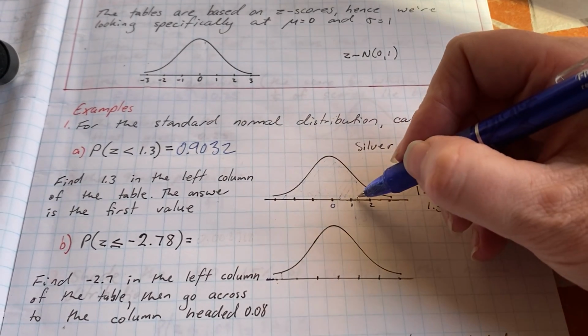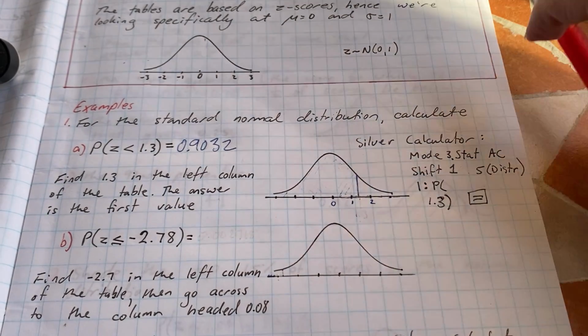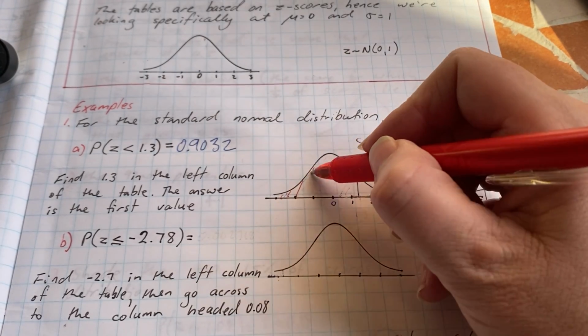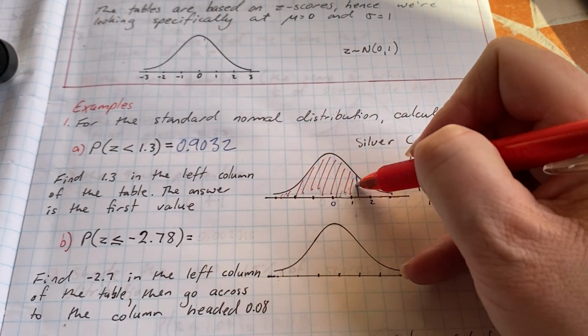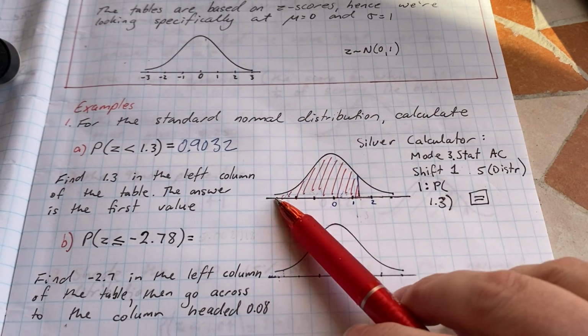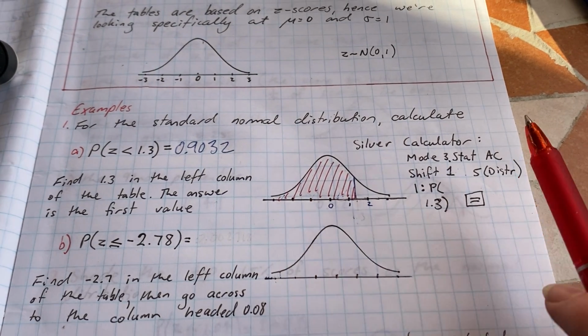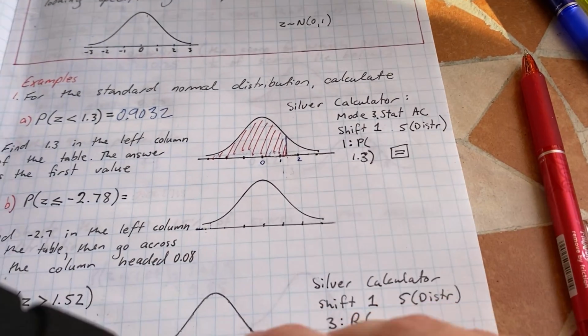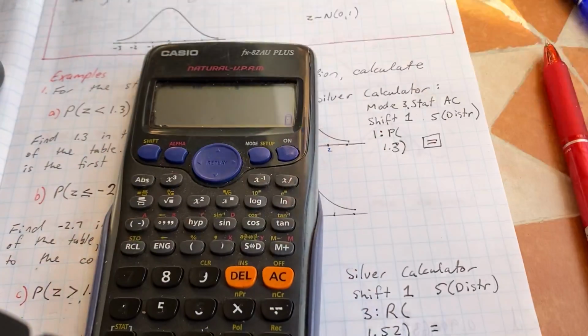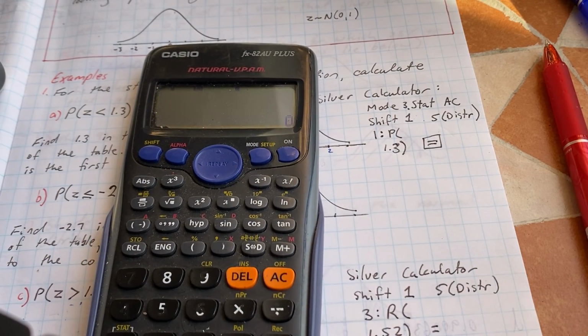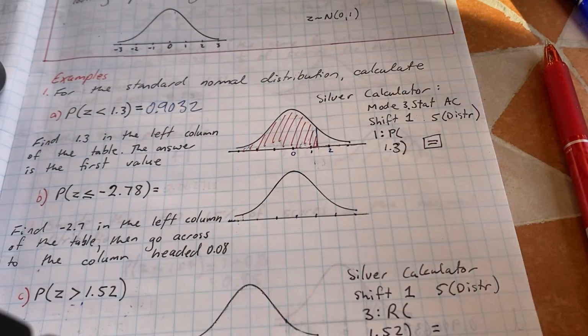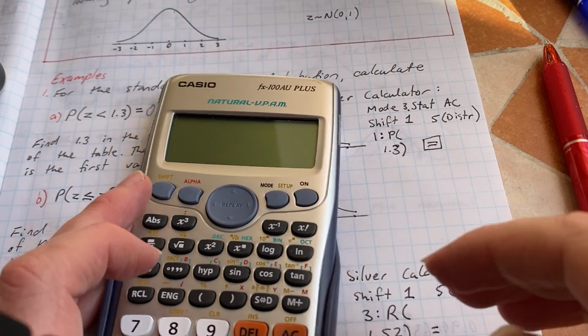Now if I was to draw what that looks like on our curve, a z-score of 1.3 is about here. So we're looking at this region here, okay? 90% chance it's under that score. Now, to do that in your calculator, if you have this calculator, I'm sorry, it doesn't do it. If you have the silver calculator, on the other hand, it does.